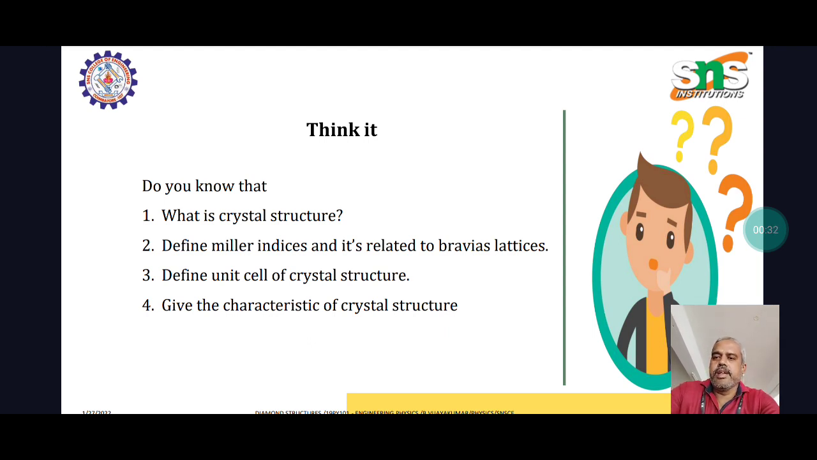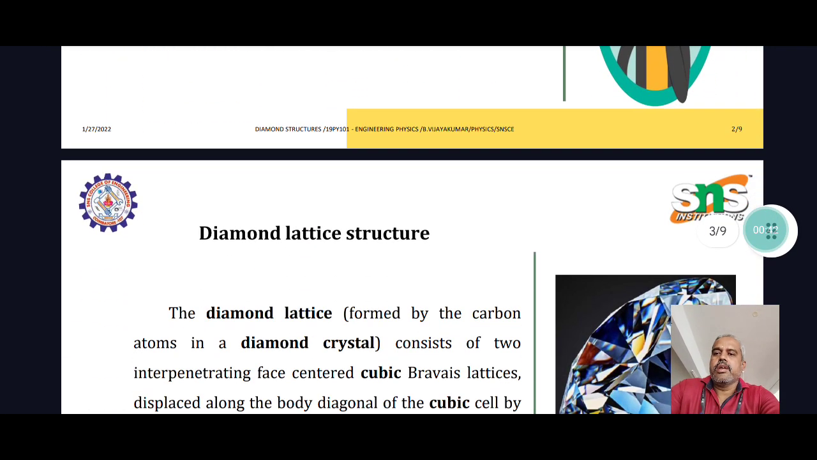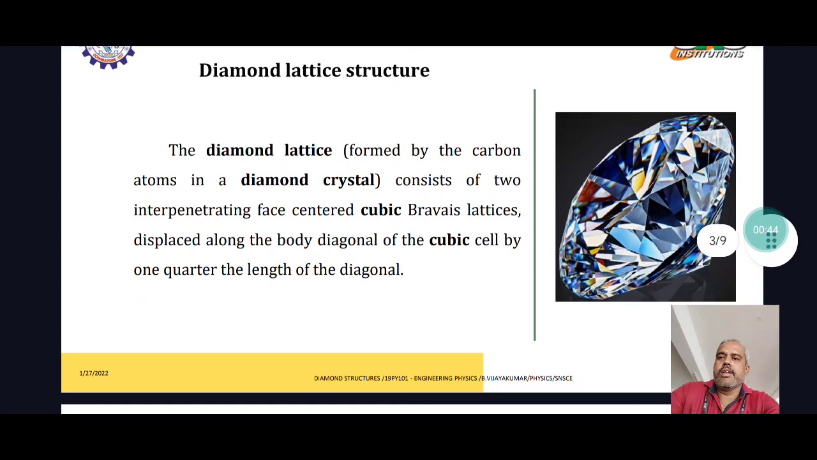What is a crystal structure? Define Miller indices and its relation to Bravais lattice. Define unit cell of a crystal structure. Give the characteristics of crystal structures. So the diamond lattice structure is a form of carbon atoms.